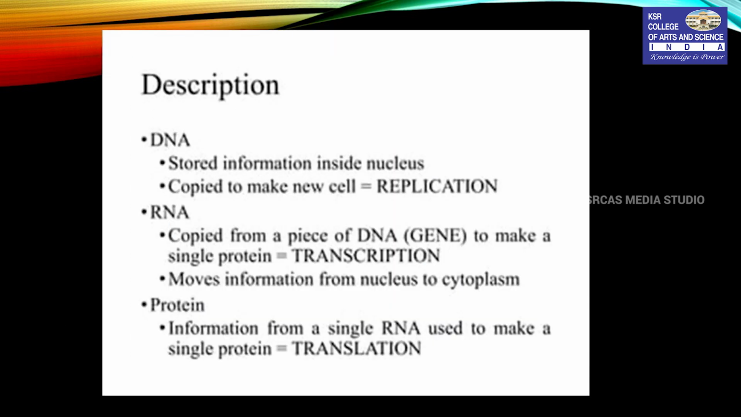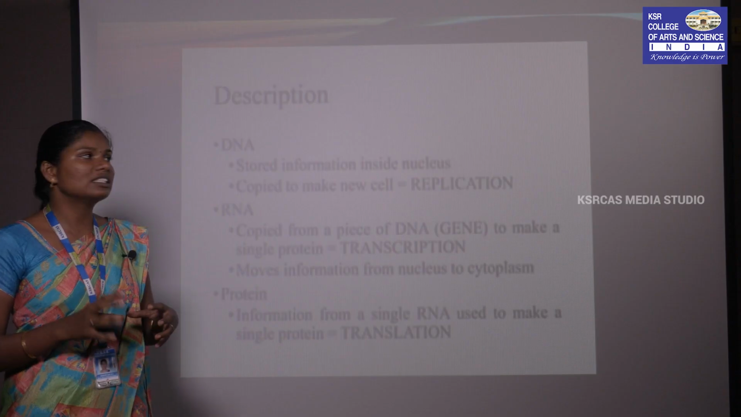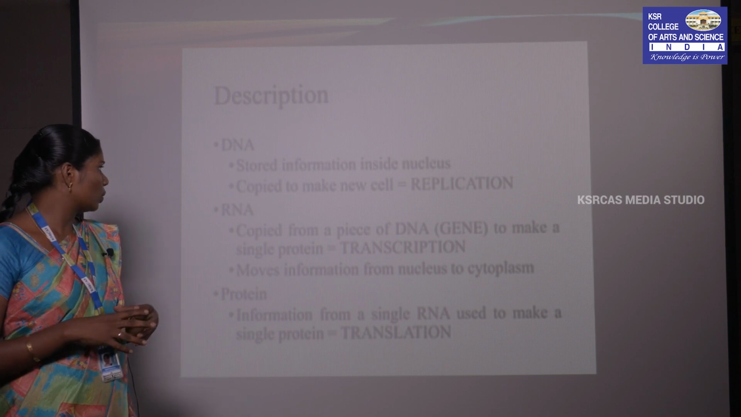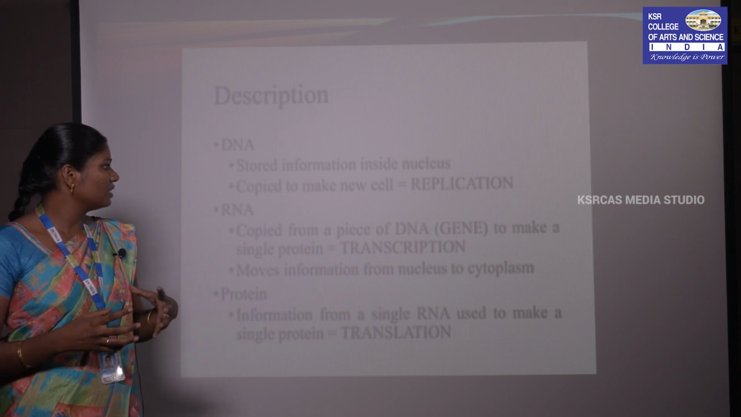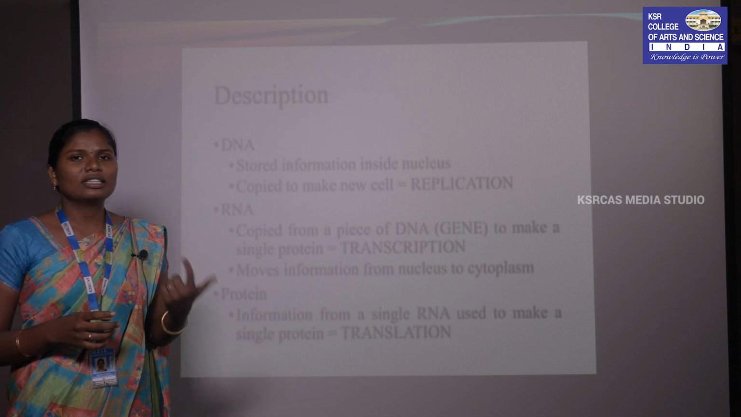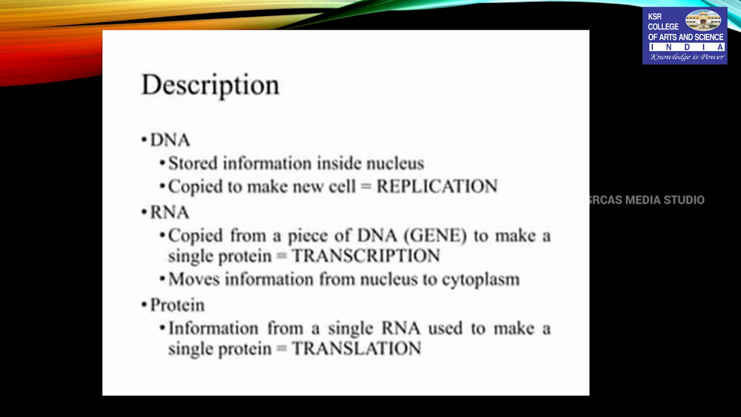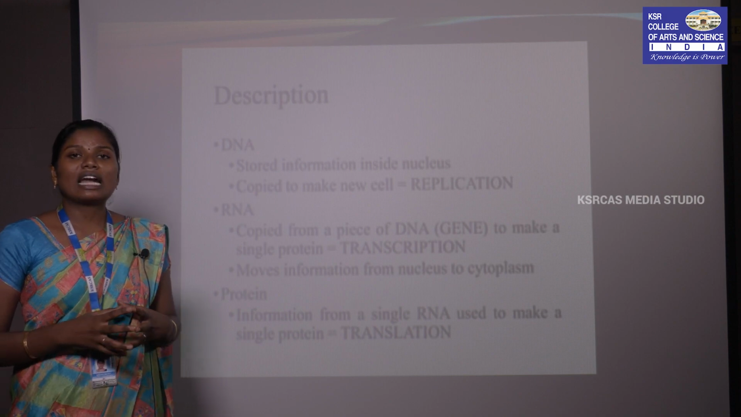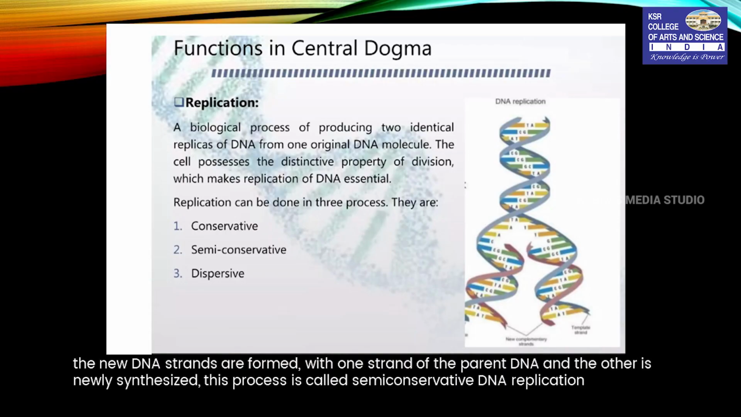Let's see the description. DNA stores information inside the nucleus. It is copied by the replication process. RNA is copied from a piece of DNA to make a single protein, which is the transcription process. Then the translation process: the information from a single RNA is used to make a single protein by the translation process.